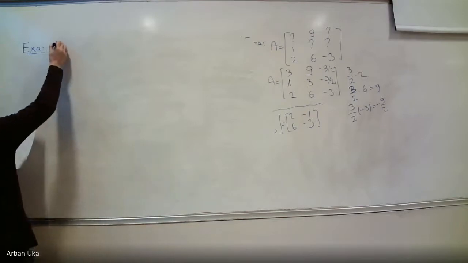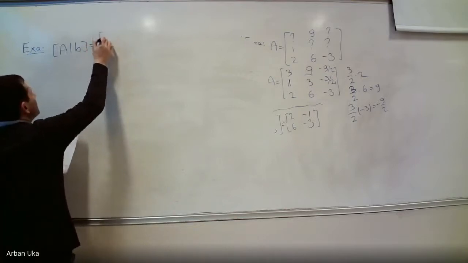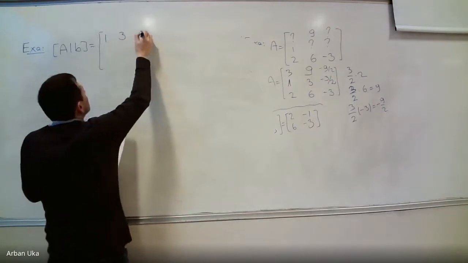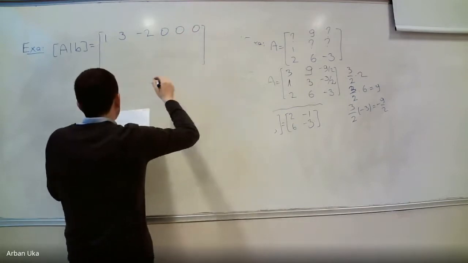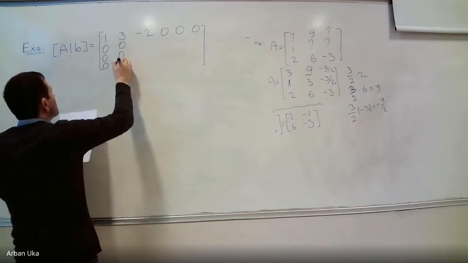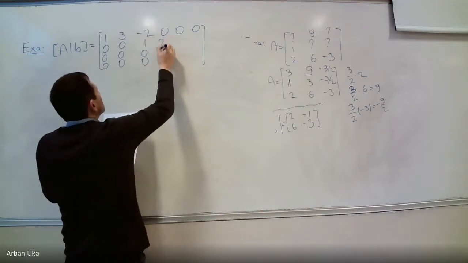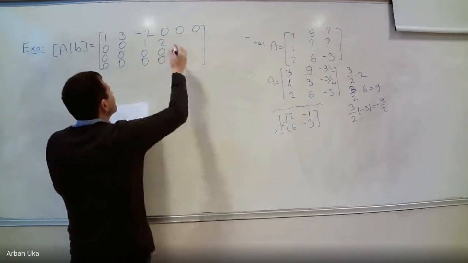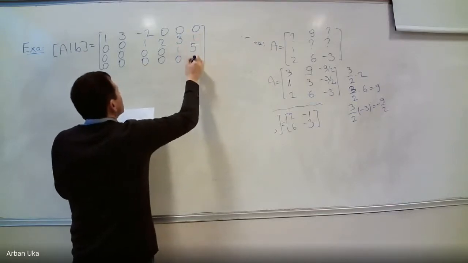Okay, so let's assume a case. Given that we have an augmented matrix AB, given in a row echelon form as 1, 3, minus 2, 0, 0, 0, 0, 0, 0, 0, 0, 0, 1, 0, 0, 2, a lot of zeros. This is 0, 2, 0, 3, 3, 1, 0, 1, 5, 0.